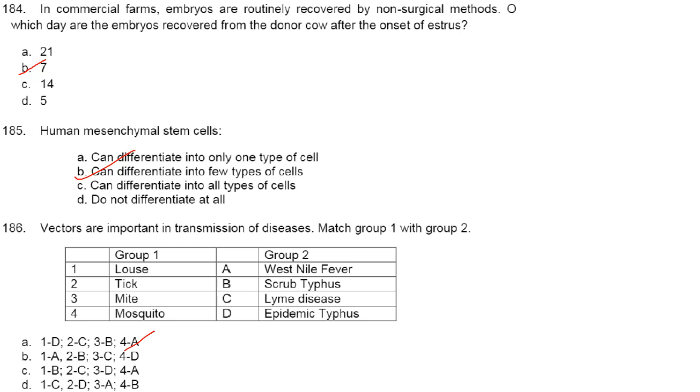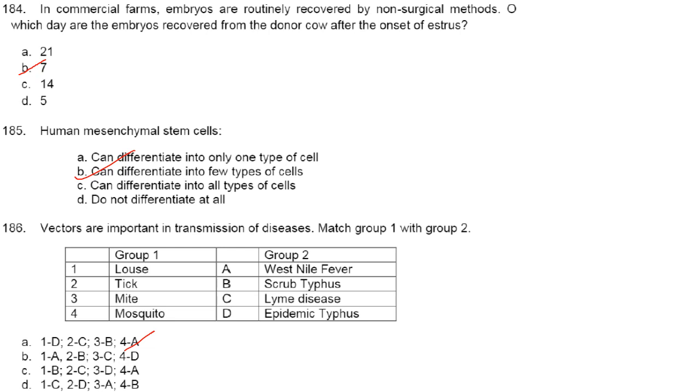Human mesenchymal stem cells. Human mesenchymal cells are non-hematopoietic multipotent stem cells with the capacity to differentiate into mesodermal lineages such as osteocytes, adipocytes and chondrocytes, as well as ectodermal and endodermal lineages. So they can differentiate into a few types of cells. Answer is option B. Vectors are important in transmission of diseases.